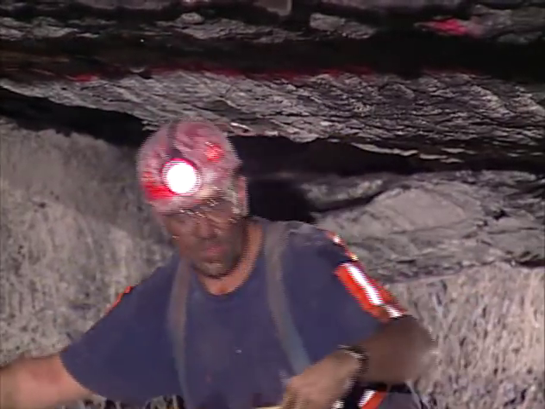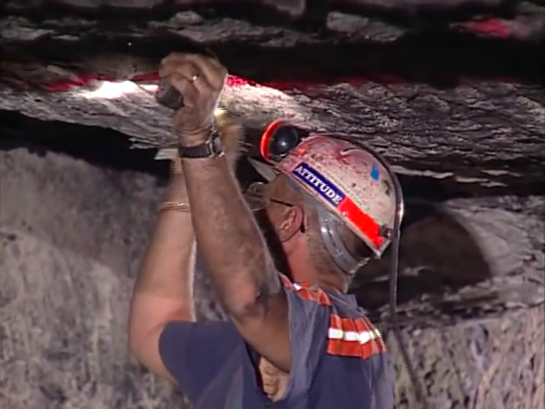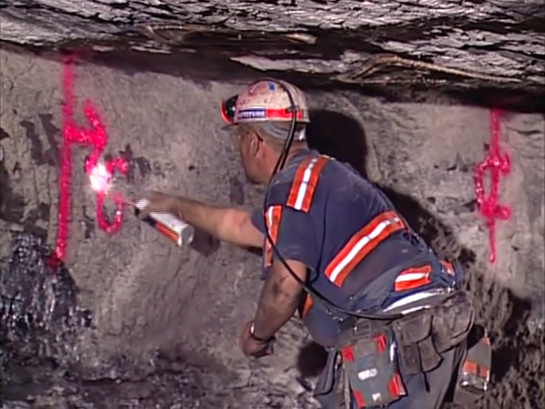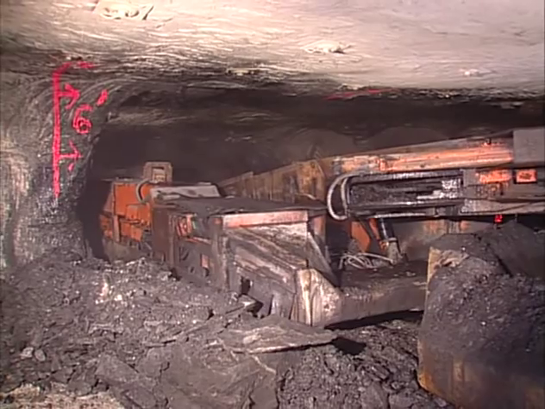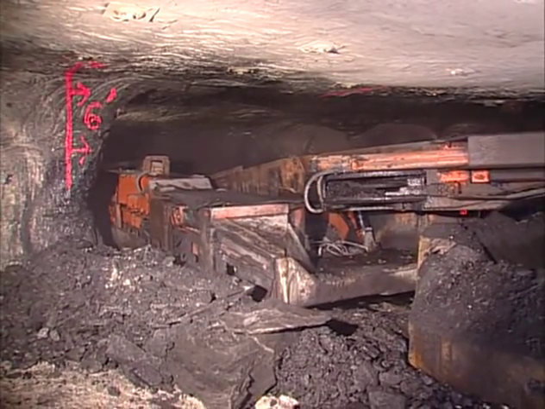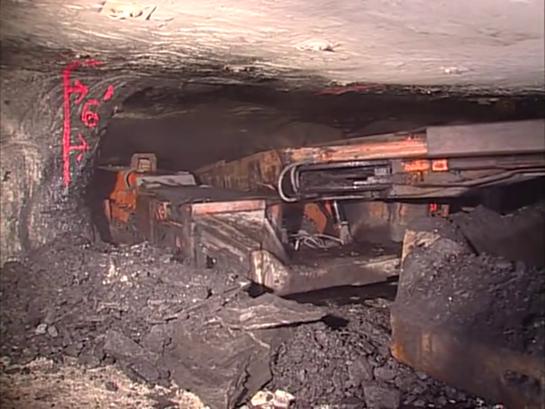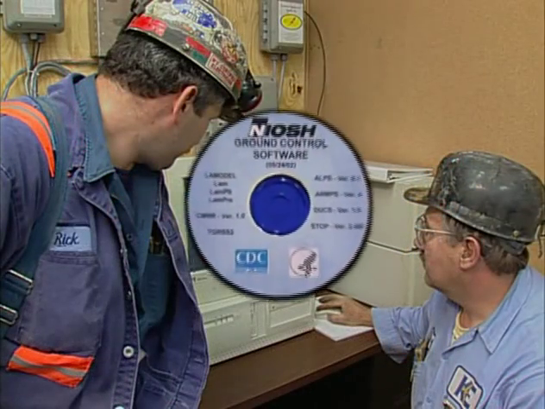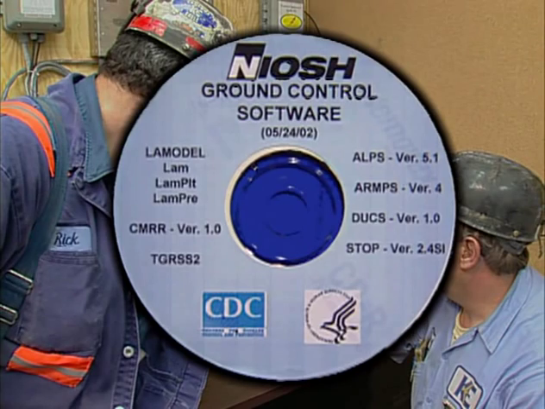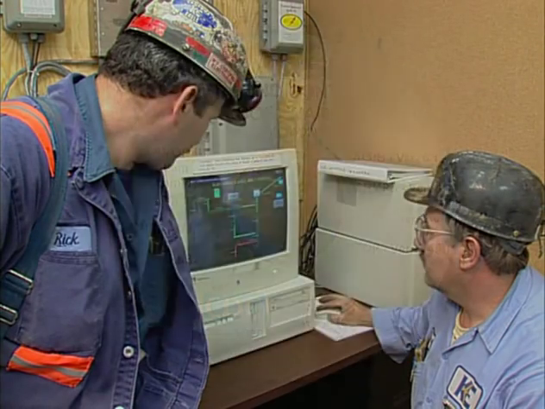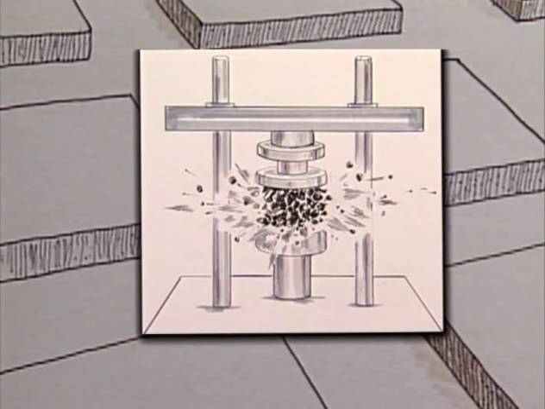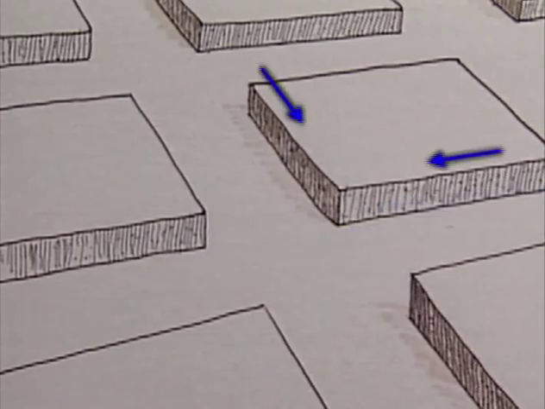The maximum entry and crosscut width specified in your roof control plan are based on the conditions at your mine. It is vital for continuous miner operators to stay within these maximum widths, and supplemental support must be installed if these maximum widths are exceeded. There are many programs available that can be used to design properly sized pillars. The software accounts for factors such as entry and crosscut width and height, overburden, coal strength, crosscut angles and pillar dimensions.